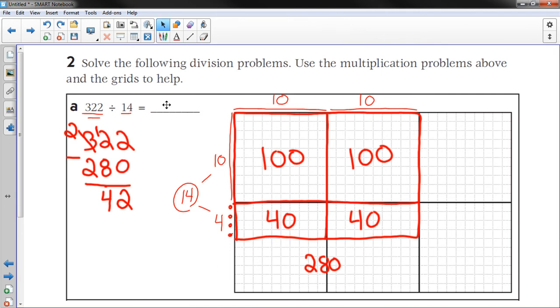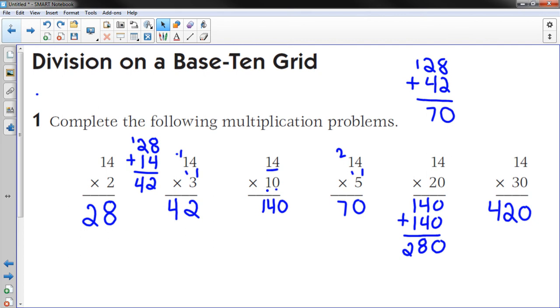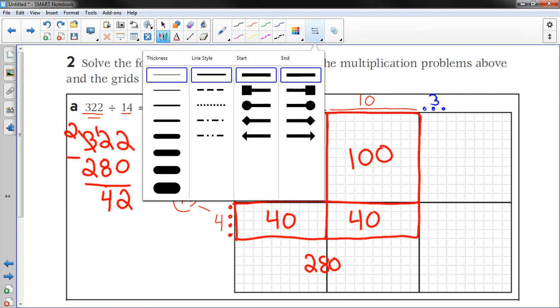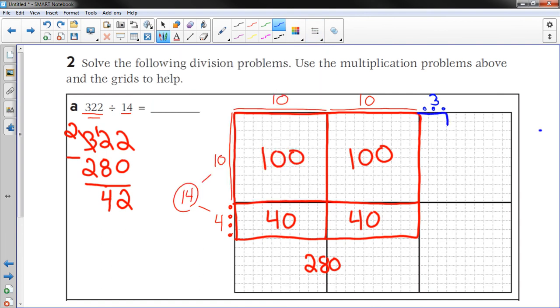Well, I believe I know how many 14s go into 42 if I look back up above. 14 times 3 is 42. So I just need 3 more columns up here, and that's 42. Right here, these 3 columns, 3 times 14, I know that is 42. And I subtract that from over here where I'm showing my work, and I'm left with nothing.